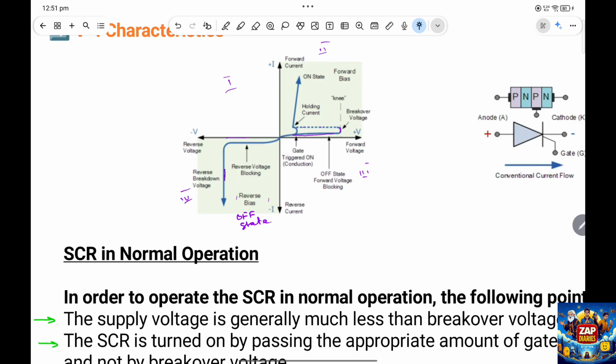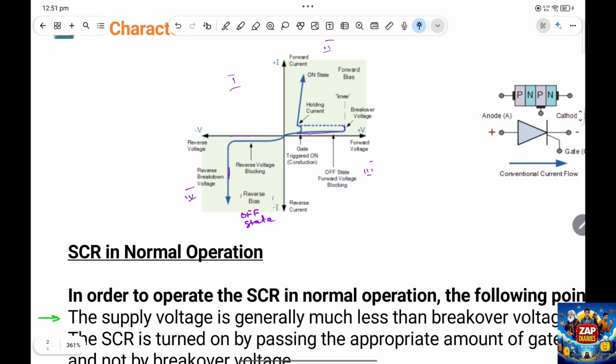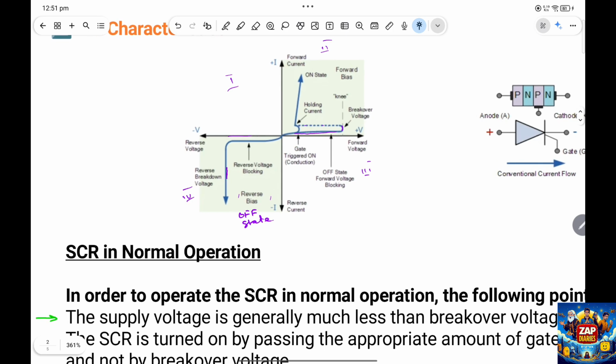Okay, now talking about the on state, the forward bias state. Once you trigger it, the voltage across the SCR drops instantly. You see these dotted lines, it drops instantly, and the device enters the on state. Now it acts like a closed switch. The current shoots up, limited only by your external load.